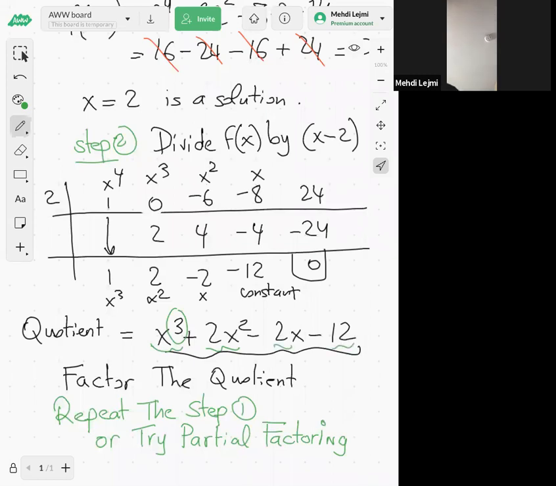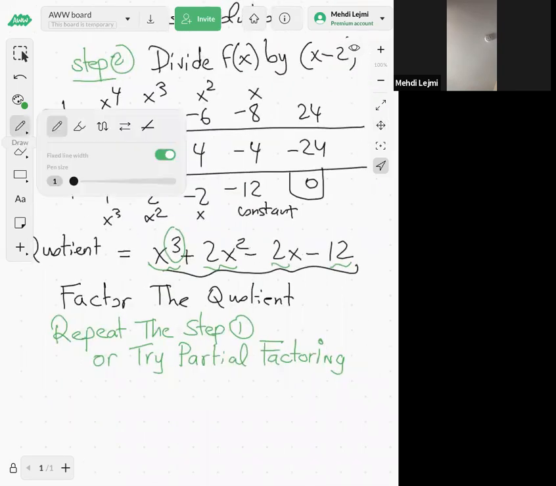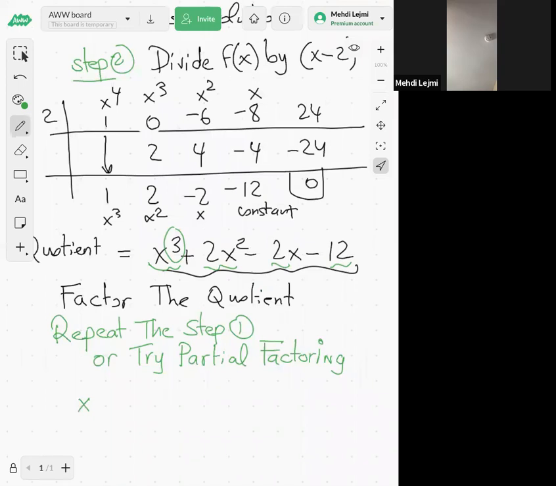Actually, no, partial factoring doesn't work here, because if you pull out the x squared, you're going to have x squared times x plus 2, and here, let's say minus 2 is a common factor, so minus 2 times x plus 6. You won't have a common factor. If partial factoring works, that's good, you can just use it. But if, like in this case, it doesn't work, you have to repeat step 1, find the list of possible zeros, try the numbers in the list and divide, and so on.